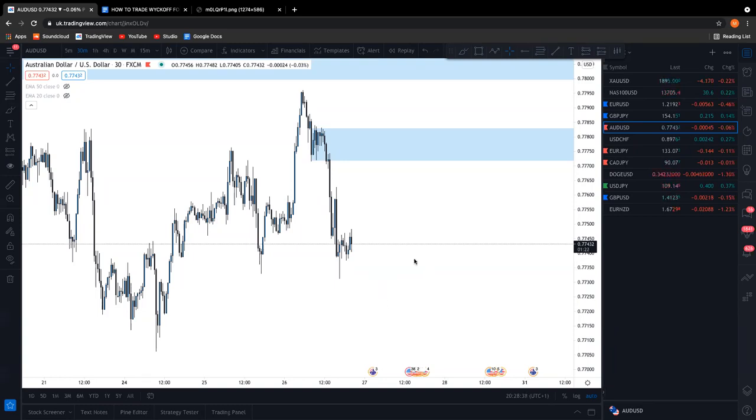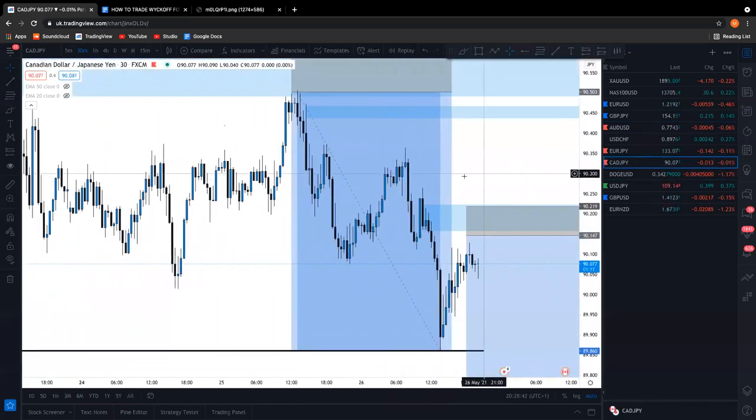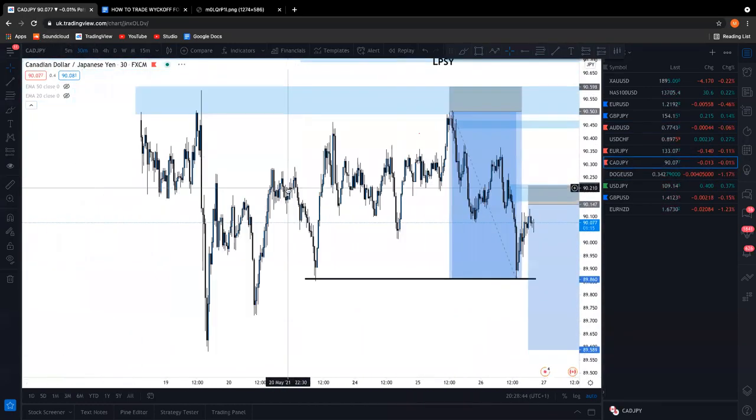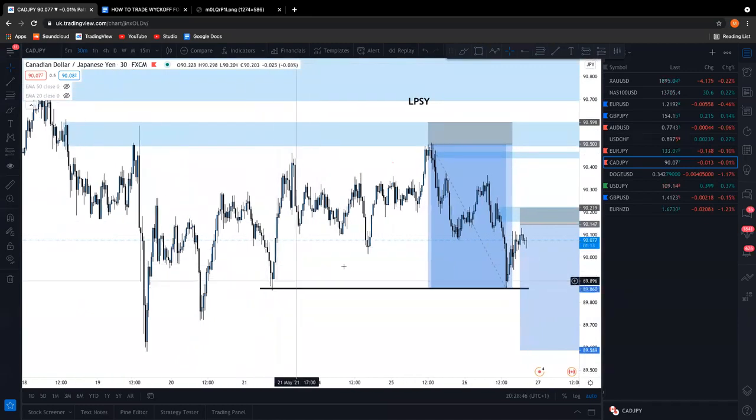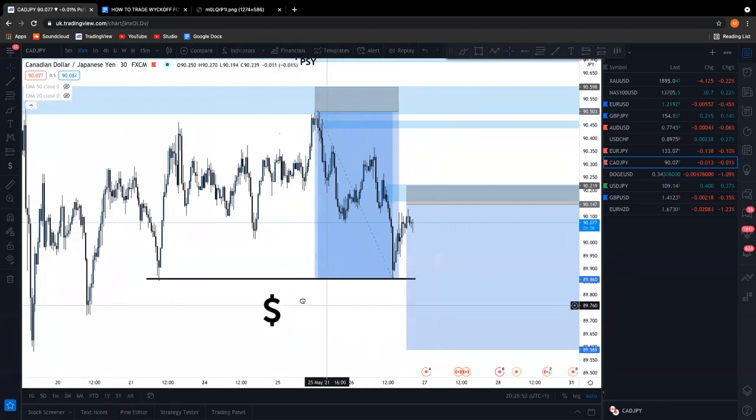Basically, there are two pairs right now that I'm looking to enter trades on. CAD JPY right here. There is a nice re-entry opportunity because what we formed is equal lows at this level right here. The market is likely going to come take out the equal lows because we know there is a lot of resting liquidity below those equal lows.